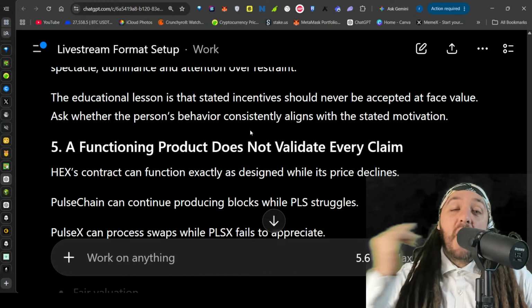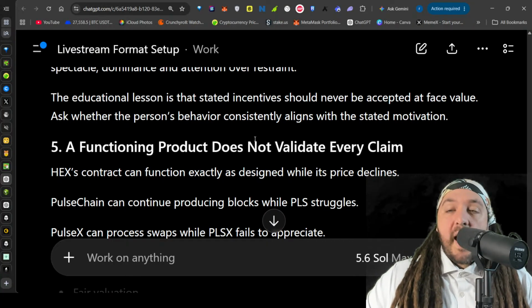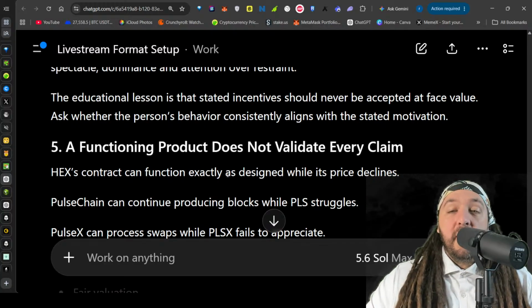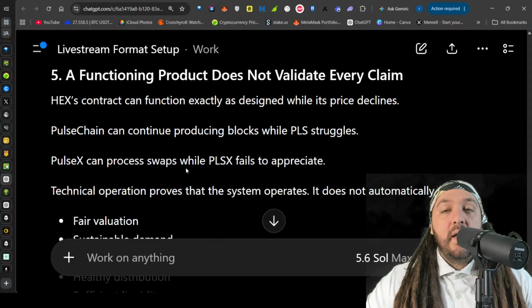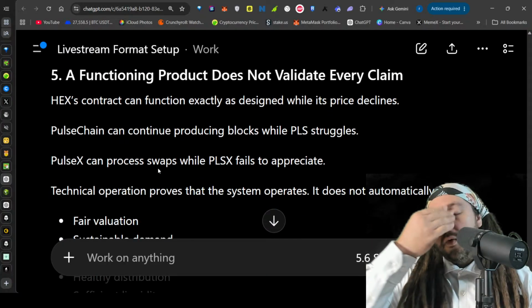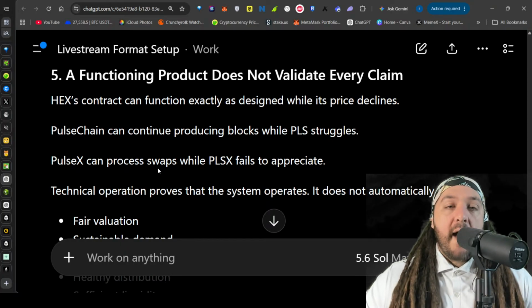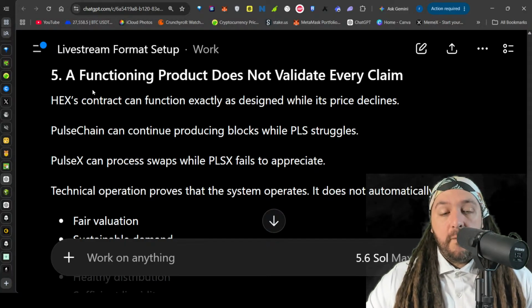The educational lesson is that stated incentives should never be accepted at face value. Ask whether the person's behavior consistently aligns with the stated motivation. Basically, is he doing the things that he says he was going to do over a years and years time span? At first, with somebody, it can be very hard to tell if they're going to do what they say they're going to do.